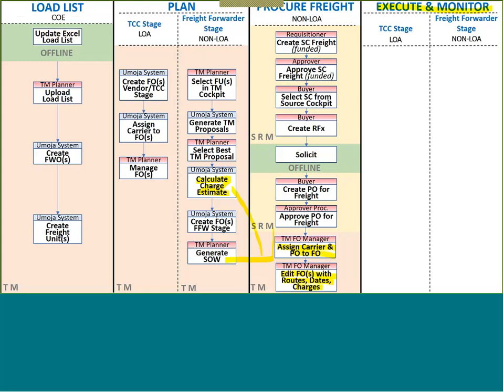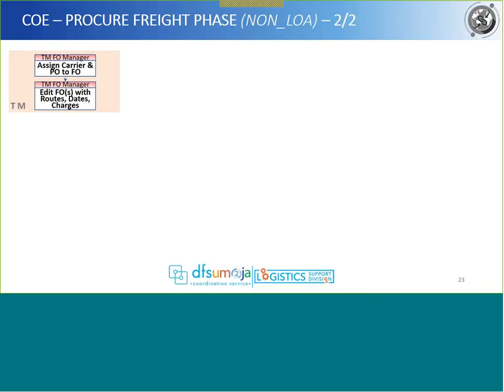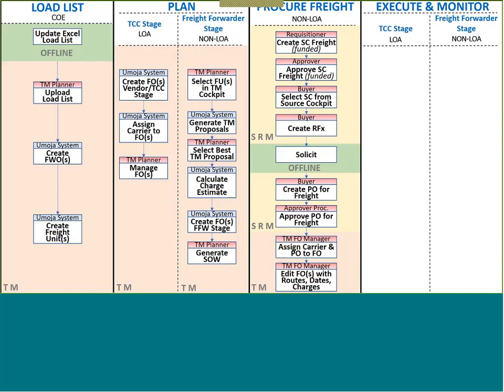Okay, so we have already seen the Excel load list, we've planned, and we've procured freight here. So we're at the last stage, execute and monitor for both scenarios, LOA and non-LOA. And let's look at, okay, we've seen this slide already. So let's see for the TCC stage LOA, this would be or can be done in TM. So the TM planner here would update the events and upload any attachments directly into TM, as we see here. Yesterday we looked at CCP, but in this case we have the TM planner updating and uploading events.